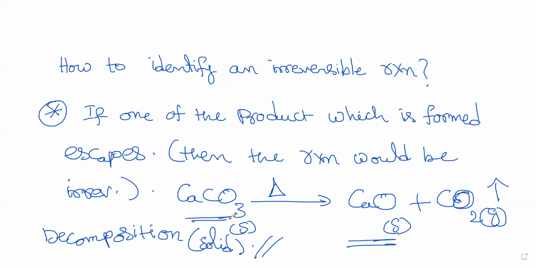In such a case, the reaction is proceeding in the forward direction. So such a reaction is an irreversible reaction. If you can trap the CO2, maybe we can reverse that. There are ways we can do that. But in the general scenario, once you heat the calcium carbonate, you will get calcium oxide and carbon dioxide. The carbon dioxide which has formed will escape out. Once it is escaping out, you can say that the reaction is irreversible in nature.